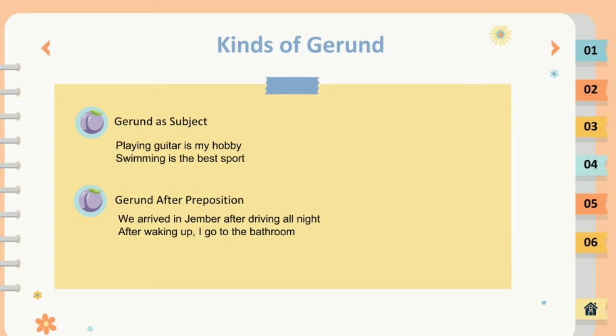Okay, next is kinds of gerund. The first kind of gerund here is gerund as subject. What is gerund as subject? Gerund as subject is when the gerund is performing the action in the sentence. It's functioning as the subject.